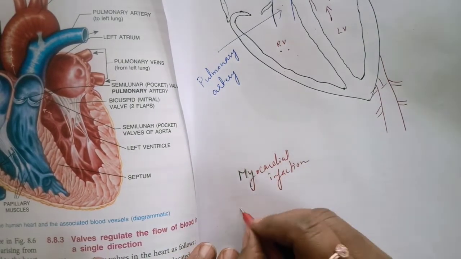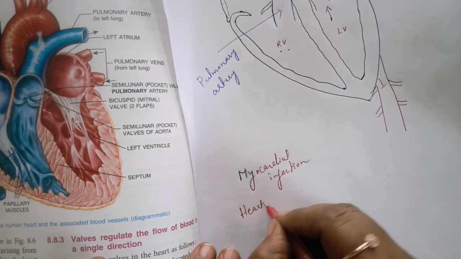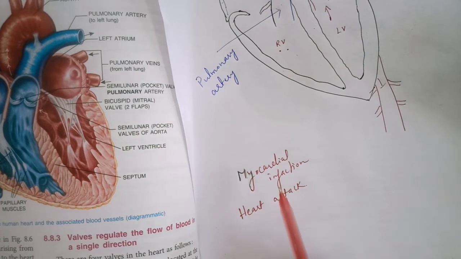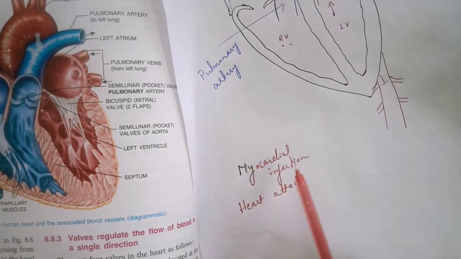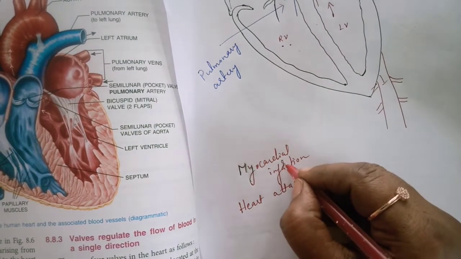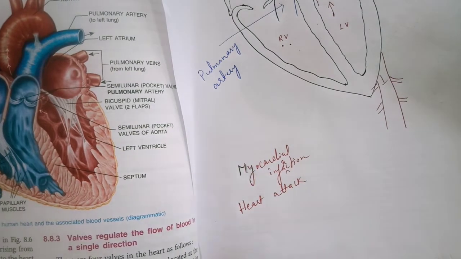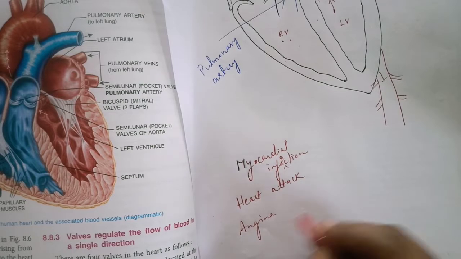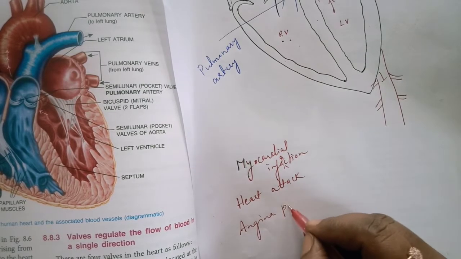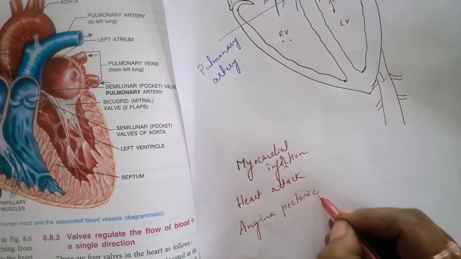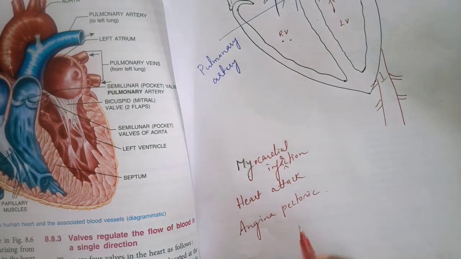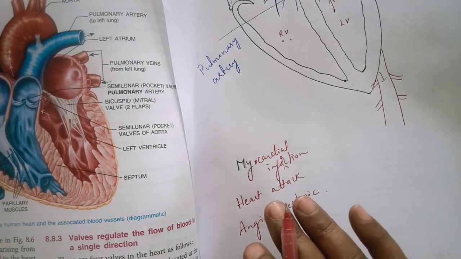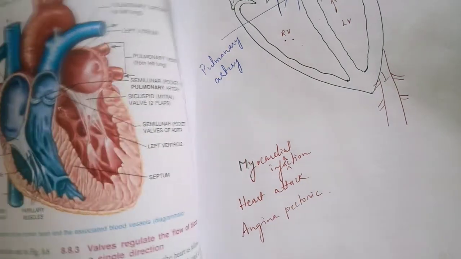In common language, this is known as the heart attack. And the pain which is felt during this myocardial infarction is known as angina. Usually we call it angina; the full term is angina pectoris. This is known as the heart attack. So heart attack means no supply of oxygen to a part of the muscle of the heart.